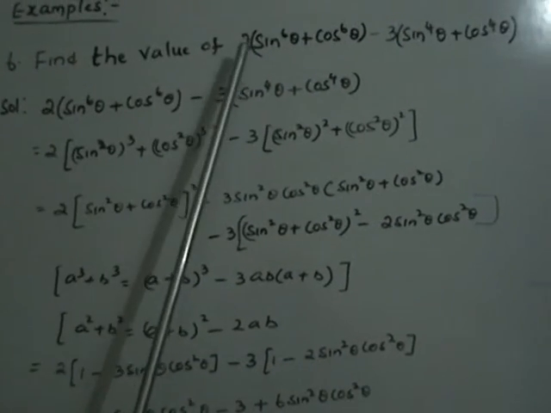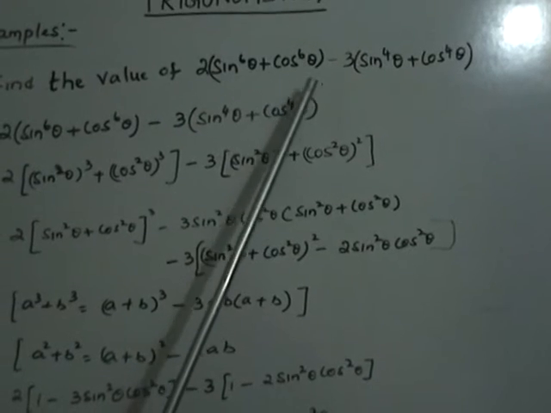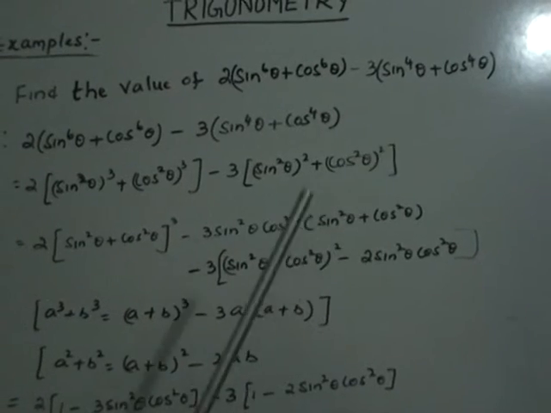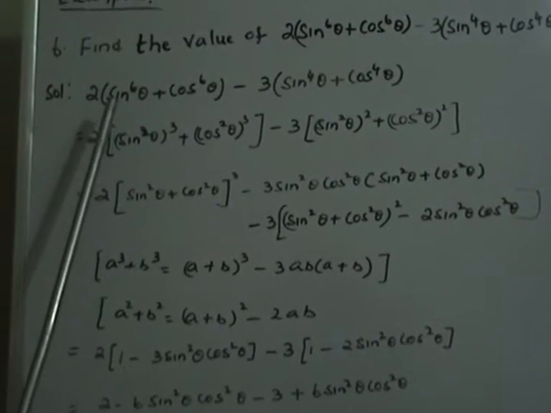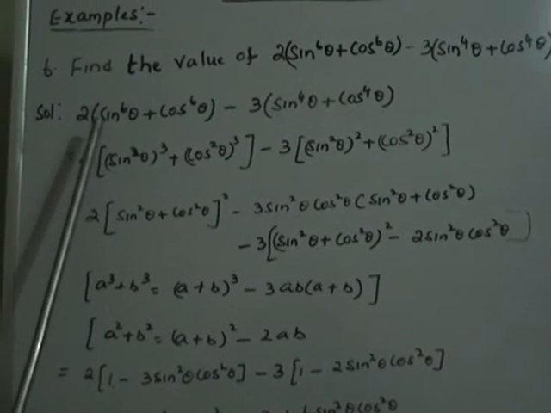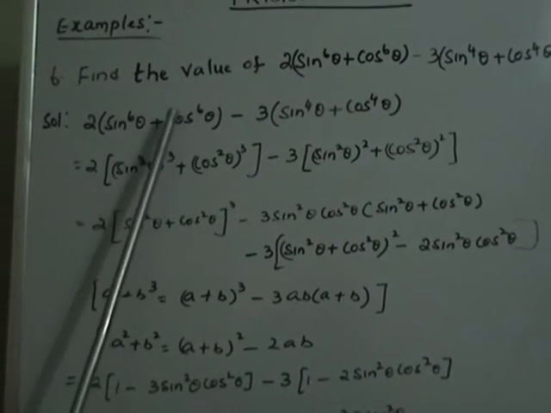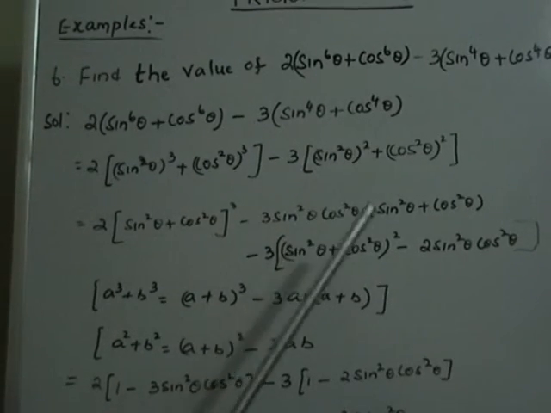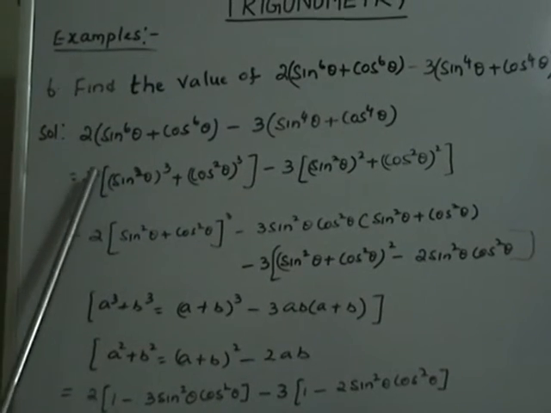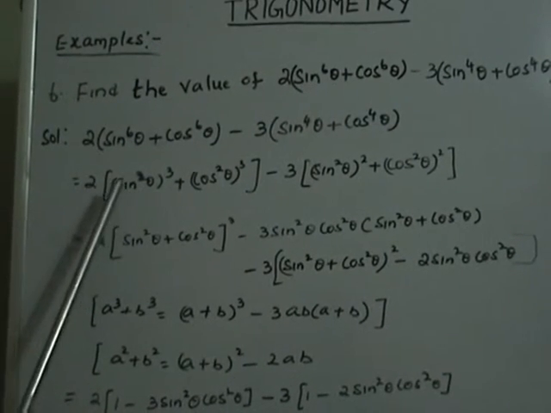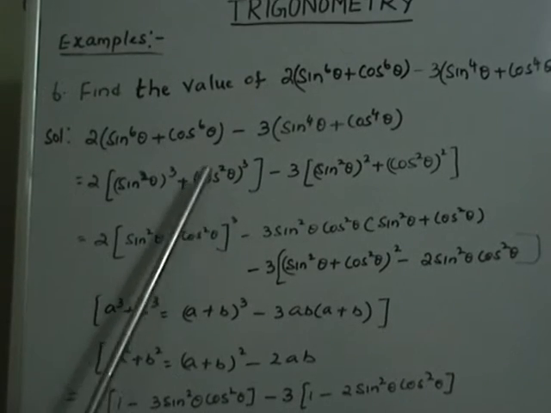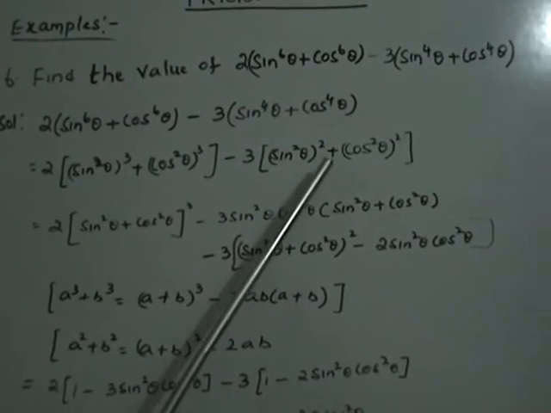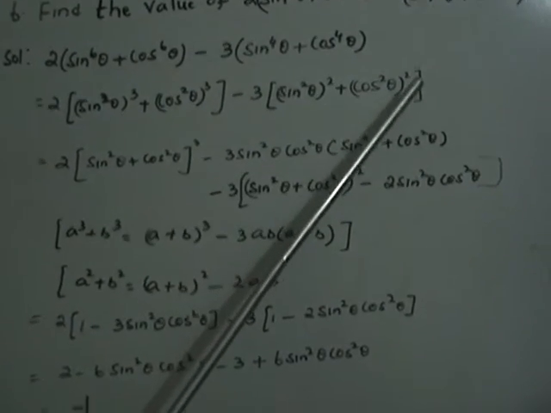Find the value of 2 into sin to the power of 6 theta plus cos to the power of 6 theta minus 3 into sin to the power of 4 theta plus cos to the power of 4 theta. Solution: the given expression is 2 into sin to the power of 6 theta plus cos to the power of 6 theta minus 3 into sin to the power of 4 theta plus cos to the power of 4 theta. Let us rewrite this as 2 into sin square theta whole cube plus cos square theta whole cube, minus 3 into sin square theta whole square plus cos square theta whole square.